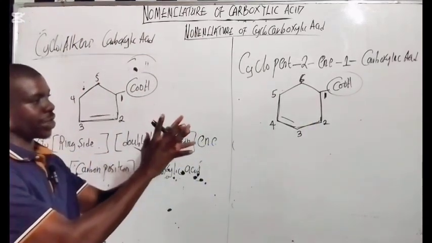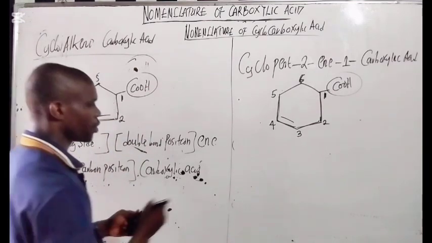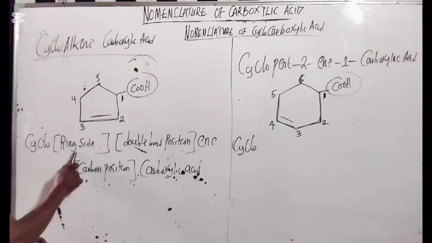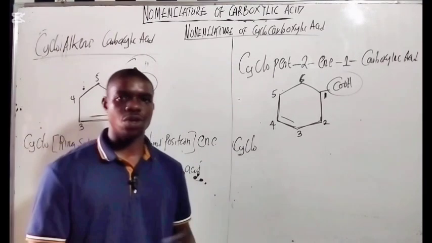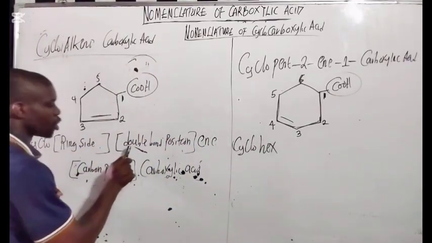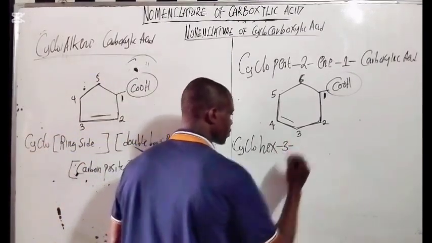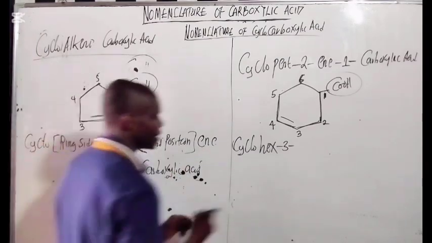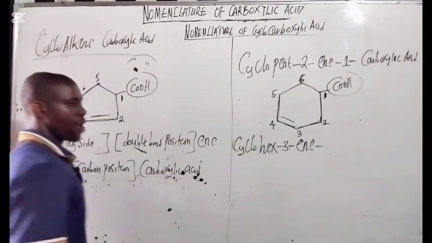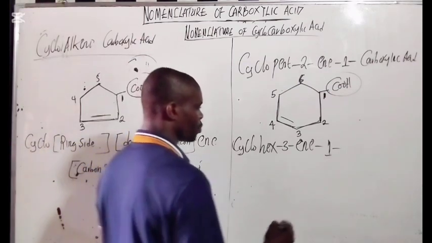So now, since you have done this one, let's apply this. Let's start with cyclo. The size of the ring is 6, and 6 is called hex. So we have hex. Can you see that? Now, the double bond position is at carbon number 3. So we write 3, and here we put ene. Of course, the acid is at carbon number 1. So here we have 1. The word carboxylic acid is already there, so you don't have to repeat it.